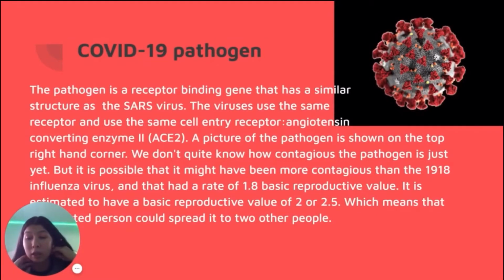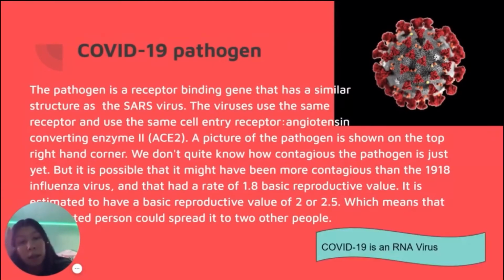We don't know how contagious the virus is yet because we haven't done enough research or collected enough data. But it's possible that the basic reproduction value is higher than the influenza virus, which had a 1.8 basic reproductive value. It is estimated to have a basic reproduction value of 2 or 2.5, which means that an infected person can spread the virus to 2 other people around them. And COVID-19 is an RNA virus.